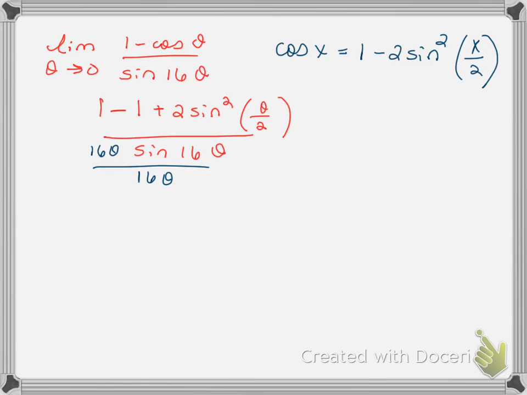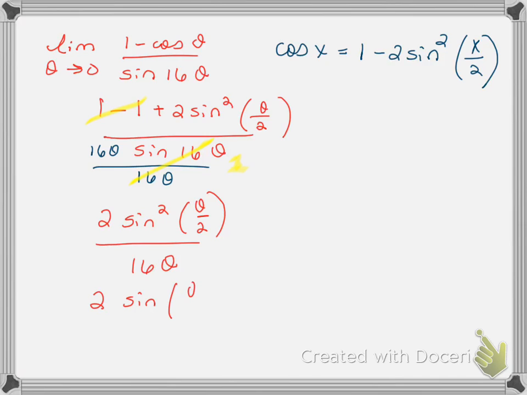Okay, so that right there is just 1. And so these 1's cancel out in the numerator, and that brings us to 2 sine squared of theta over 2 all over 16 theta. Okay, and we know that we have to keep going because, again, we would have a situation of 0 in the denominator. So in the numerator now, we can split the sine squared theta over 2 into sine of theta over 2 times sine of theta over 2. And then that's all over 16 theta.